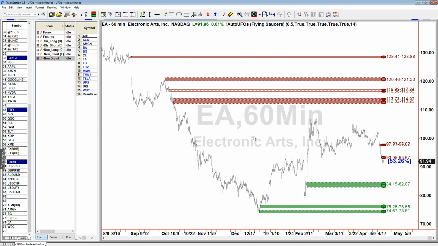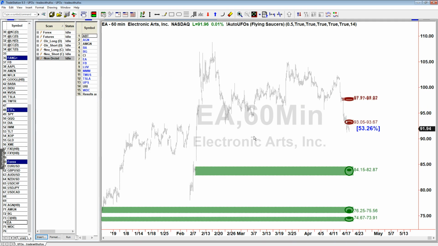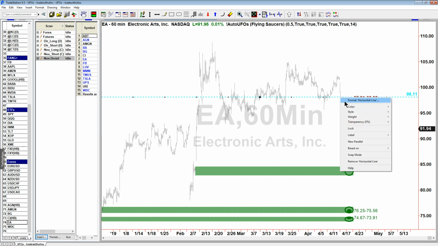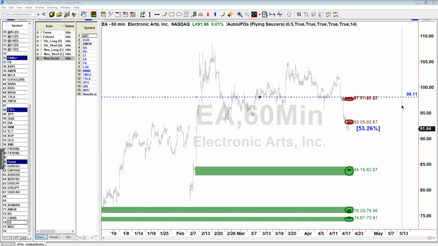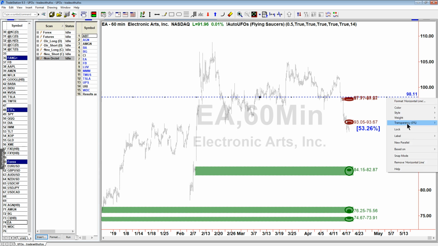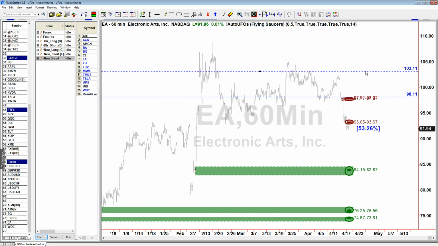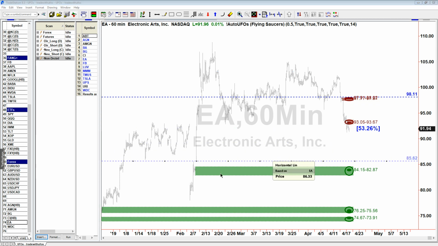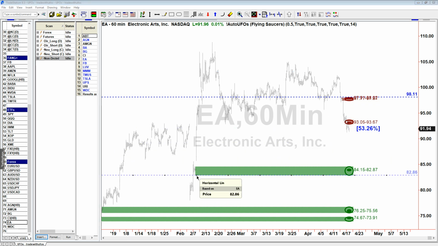Okay, so what do we have? Well, if I zoom in a little bit here, you can see that we have 3 red UFOs above price. So I think it would be fair to say that Electronic Arts is not likely to reach 98 anytime soon, because every time EA tries to go up, it's going to hit a pile of unfilled orders and potentially go back down, or at least stay there for a while. And that's what we want when we do options, because we let them decay, right?